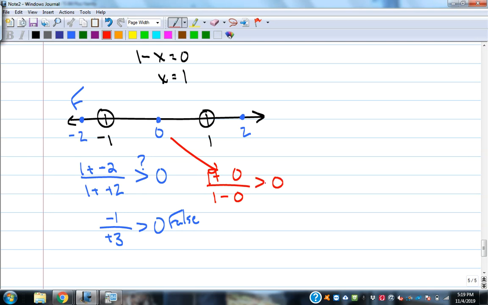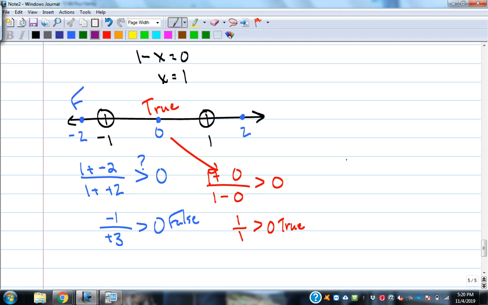Is that greater than 0? So that would be 1 over 1. Yeah, that's true. So this area is true. So right now we know that the domain is between -1 and +1, but it could just skip the +1, and this area over here could be true as well.